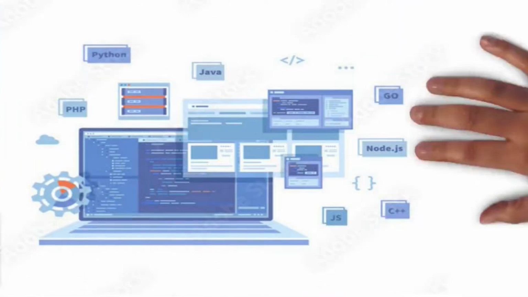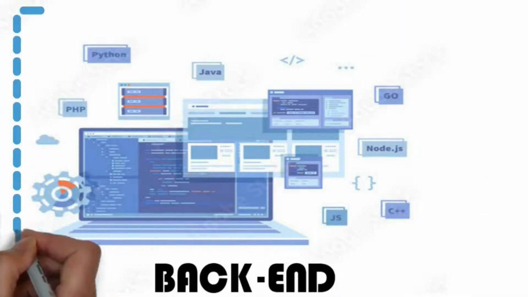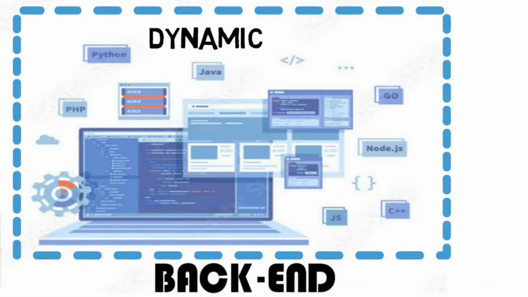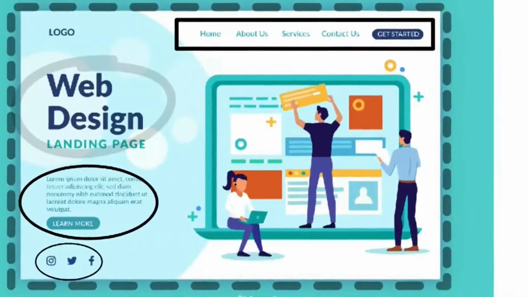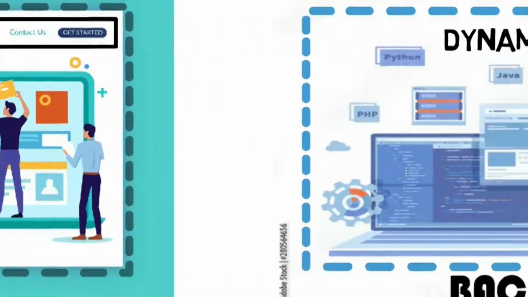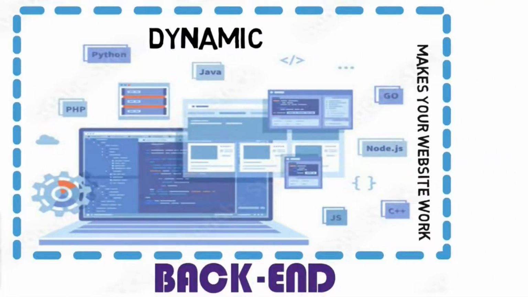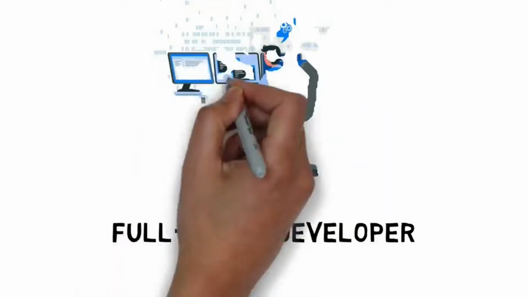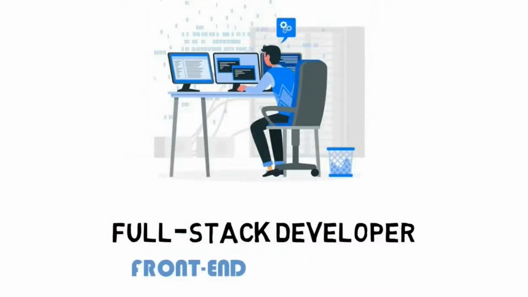Let's see the other thing, back end. It's something that you can't visually see, but it makes the website dynamic. Like, it makes your website work. When you click on any image or any link on the website, you're communicating with the back end of the website. So, a full stack developer in a broader sense is the one who can develop the front end as well as the back end of the website.